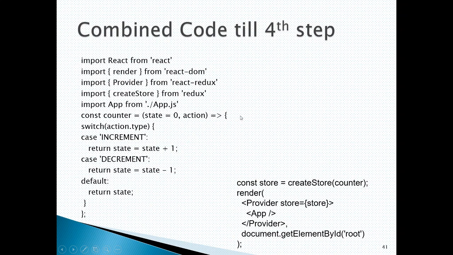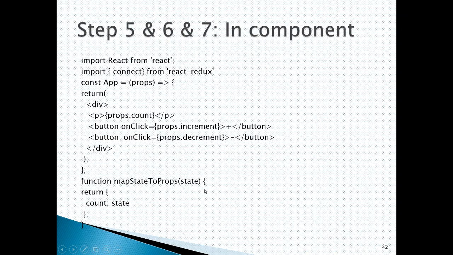So after completing step 4, we have completed a major chunk. We have defined our action types, we have defined the reducers, we have defined our store, we have provided the store to our app. So these are all complete parts. Now step 5, 6 and 7.